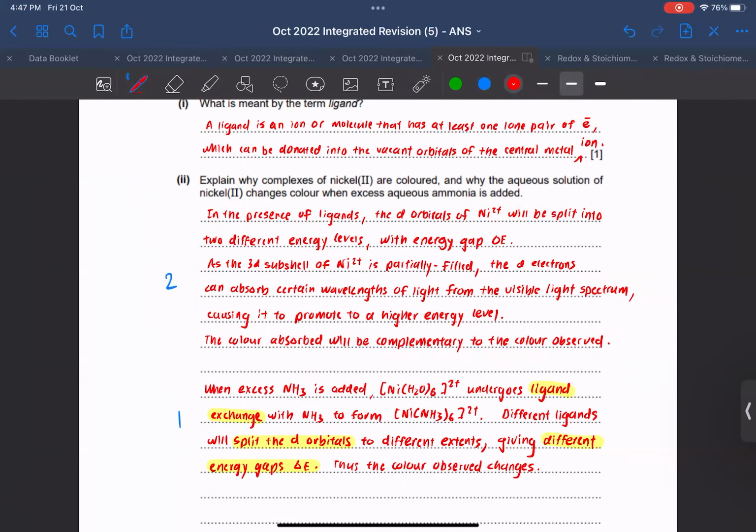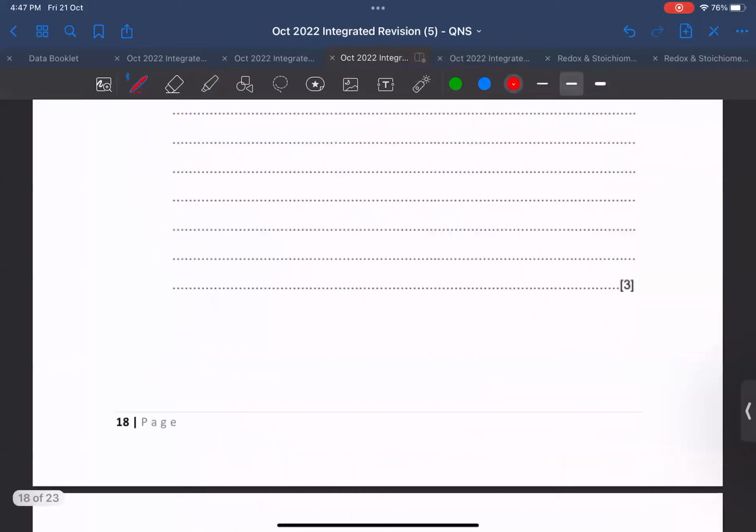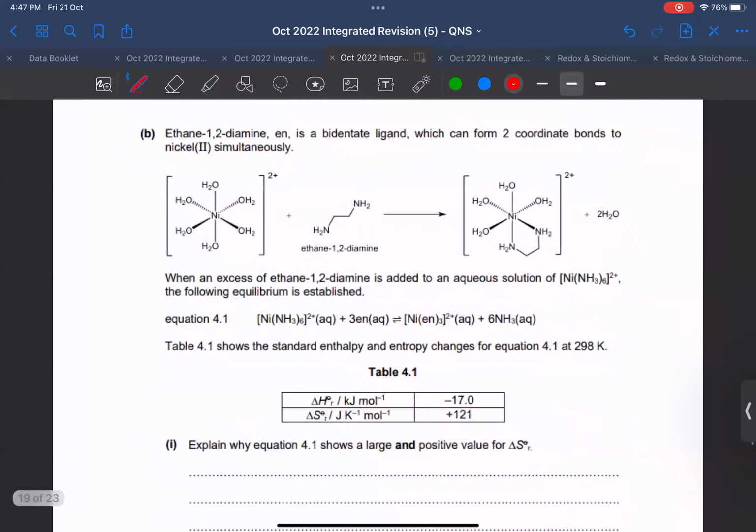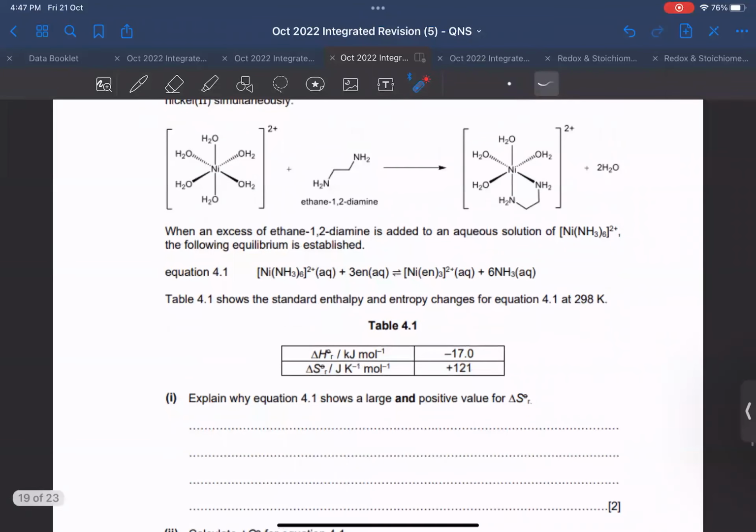And then let's move on to part B. Part B, let's break it down first. This is a typical ligand exchange reaction involving a bidentate ligand. You have seen this bidentate ligand many times, and they just ask a few questions now. Entropy, they love asking about entropy. The entropy of this reaction, they said, is large and positive. So your answer actually has to be split very clearly into 2 parts. You have to first explain large and then explain positive.